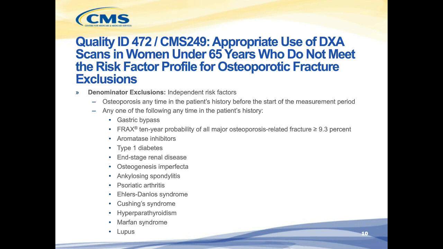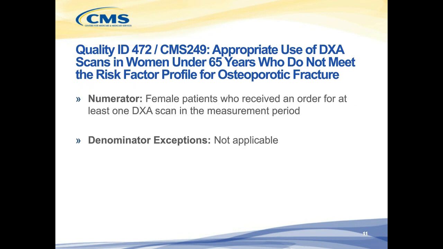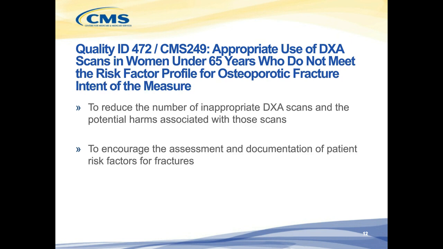The numerator for this measure is female patients with an order for at least one DXA scan during the measurement period. There are no denominator exceptions. The intent of this measure is twofold. One, to reduce the number of inappropriate DXA scans and the potential harms associated with those scans, and two, to encourage clinicians to assess and document patients' risk factors for osteoporotic fractures.